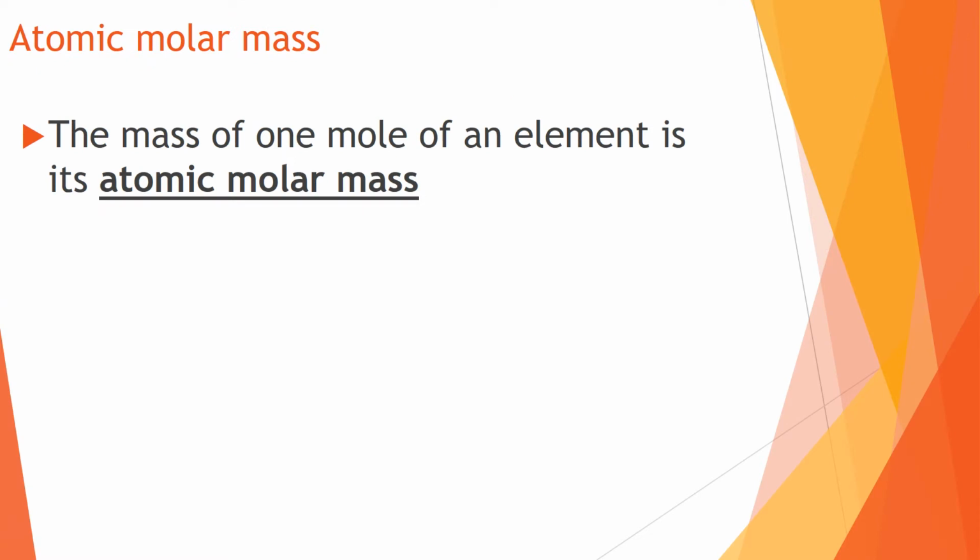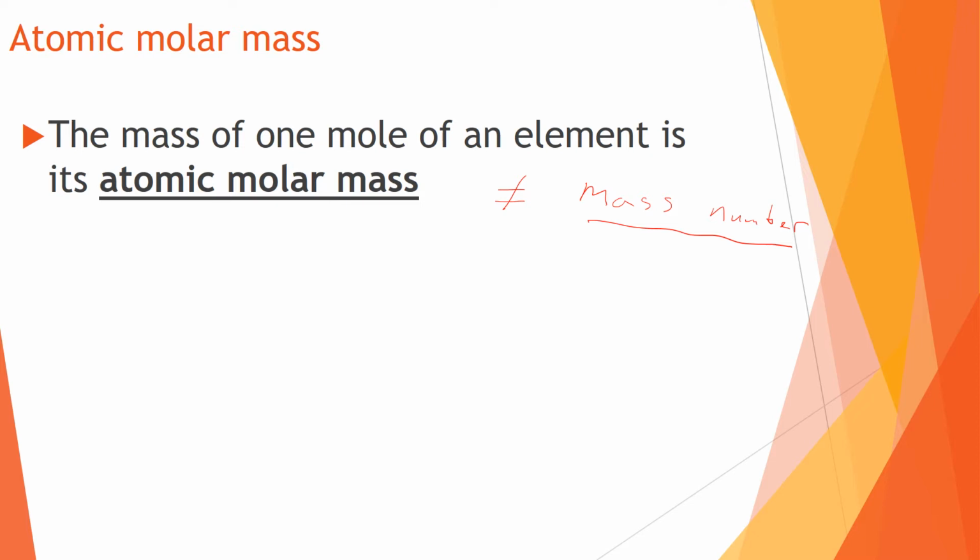So the mass of one mole of an element is known as its atomic molar mass. Before, we talked about something known as the mass number. We use the mass number to figure out how many neutrons something has when we know the number of protons. So the mass number and the atomic molar mass are related, but they are not the same.